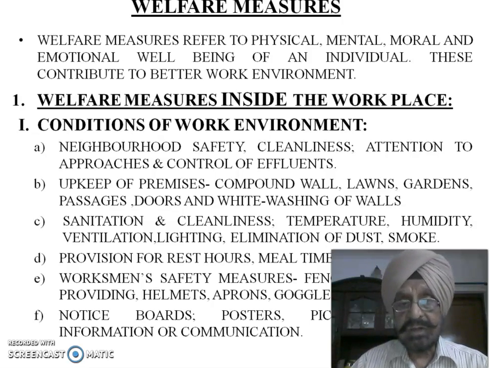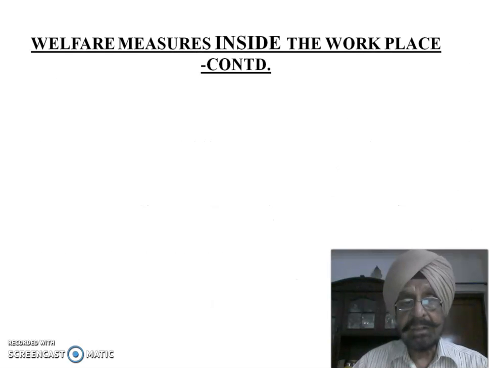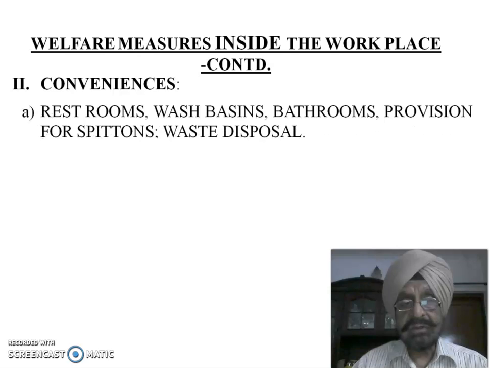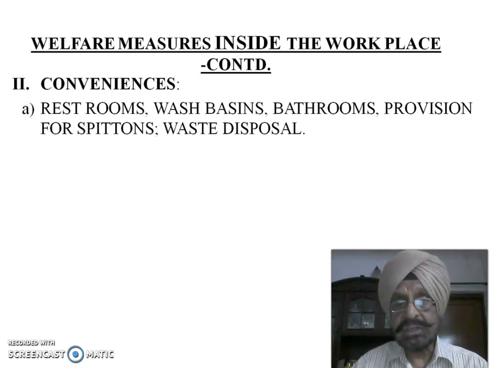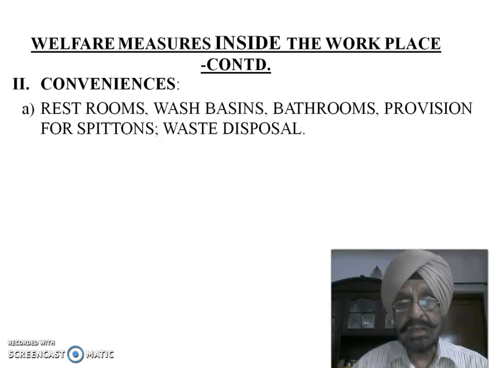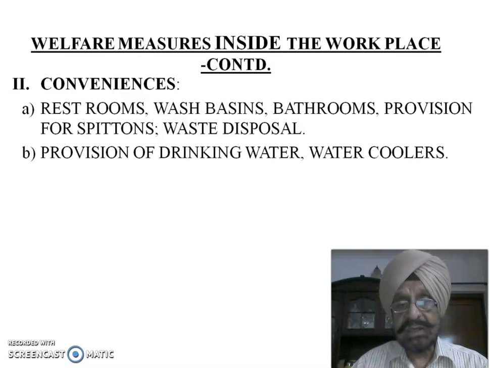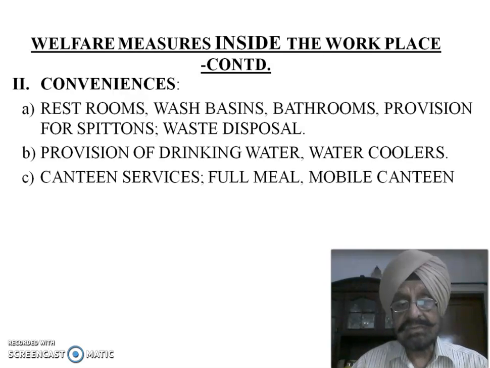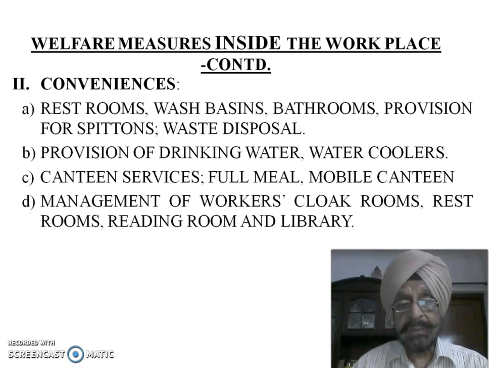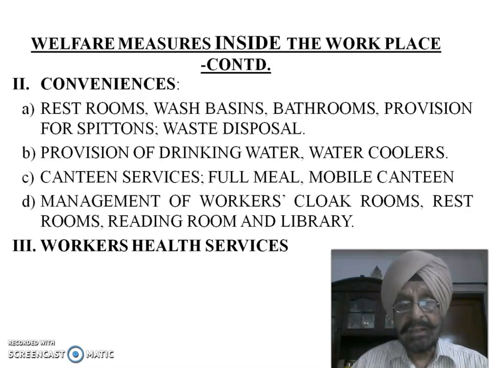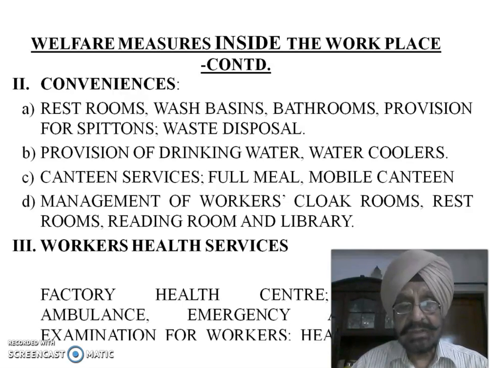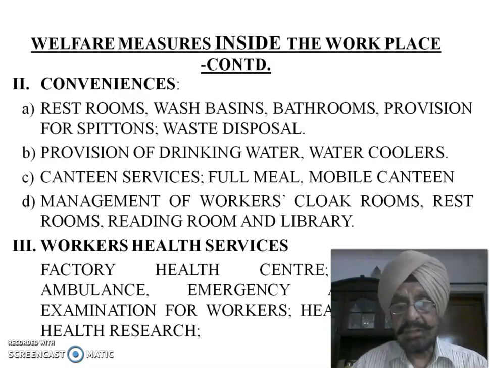After seeing the conditions of workplace, the second part is the conveniences. Conveniences will include restrooms, wash basins, bathrooms, provisions for spittoons, waste disposal, provision for drinking water, water coolers, canteen services, full meal, mobile canteen, management of workers' cloakrooms, restrooms, reading room, library. Then workers' health services include the health center, dispensary, ambulance, emergency aid, medical examination for workers, health education and health research.